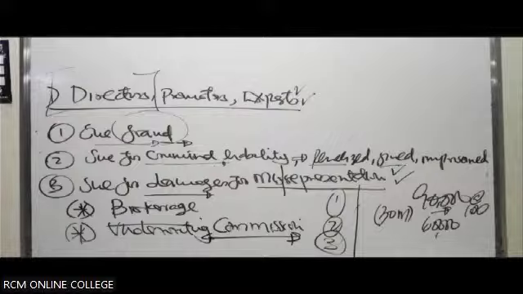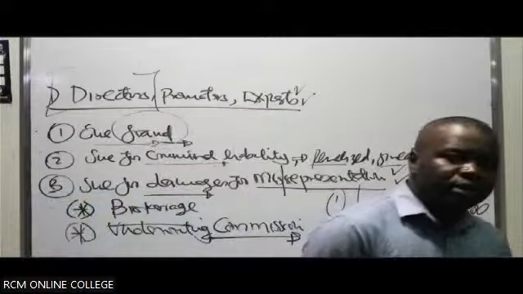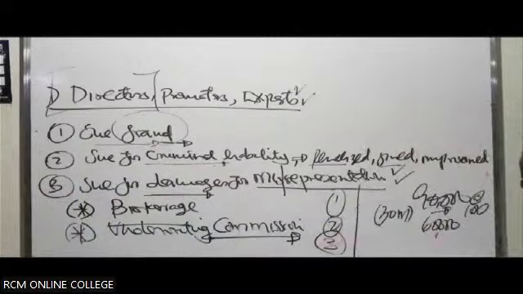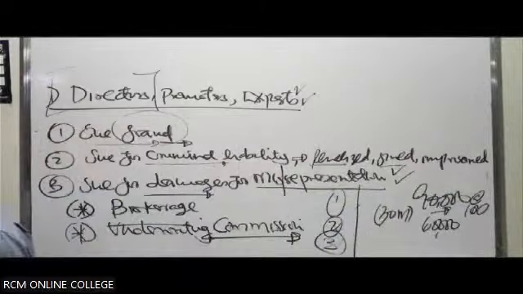So underwriting commission is, in this case, the fee or the commission paid to underwriters for being able to give assurance to the company. They'll take up the undersubscribed shares. So therefore we call it what? An underwriting commission.